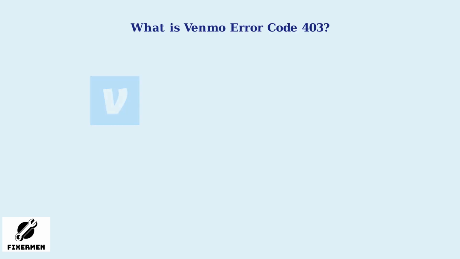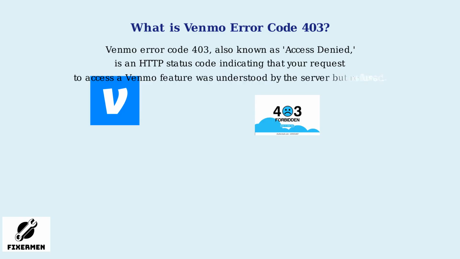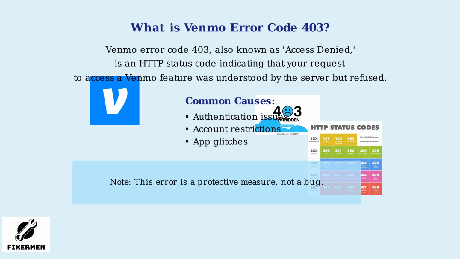Venmo Error Code 403, also known as Access Denied, is an HTTP status code indicating that your request to access a Venmo feature was understood by the server but refused. This usually stems from authentication issues, account restrictions, or app glitches.